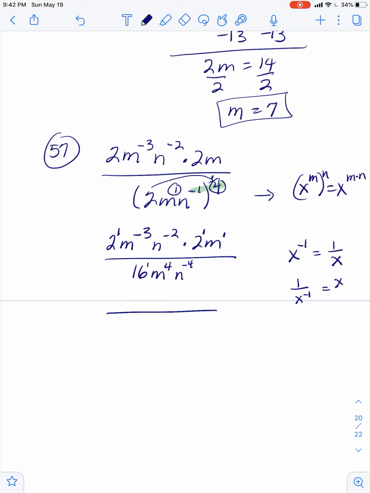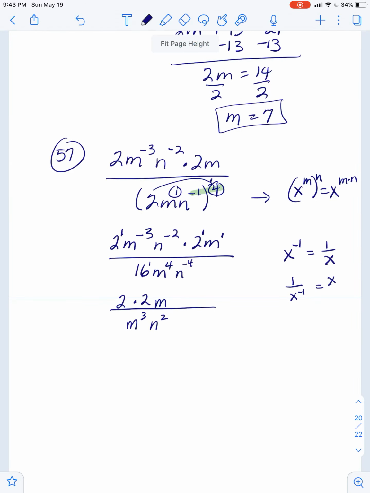Okay? So the 2 is to a positive power, it stays. The 3 is to a negative, so it's going to move. The 2 is negative, it moves. I'm just going across. This first 2 is positive, and the m is positive. Okay, I'm going to do the same thing in the denominator.